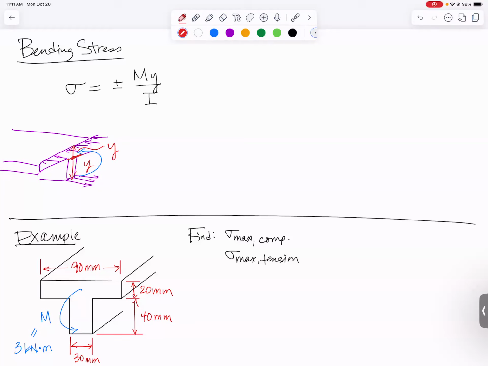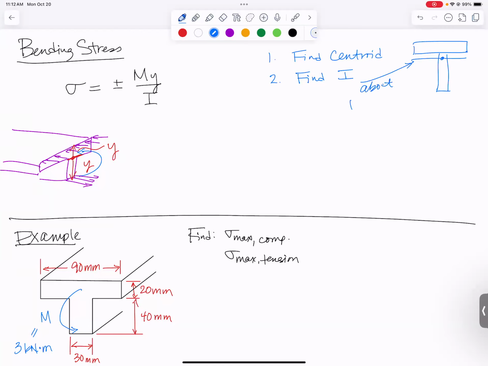So our steps to solve are going to be step 1, find the centroid, unless it's a symmetric part where the centroid is right in the middle. Another step we're going to need to do is find the moment of inertia about the centroidal axis. So when we're finding that centroid, if here's our shape and we're finding that centroid, we want the moment of inertia about that centroidal axis.